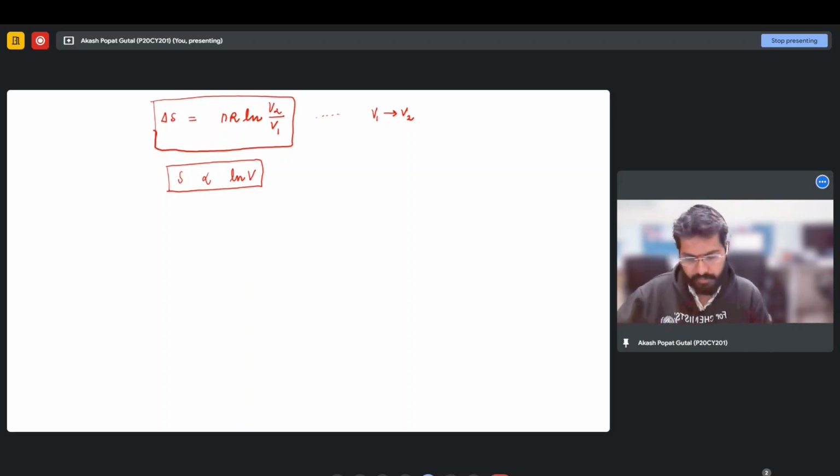So, we will move towards some problems. We will solve some sample problems related to these equations.